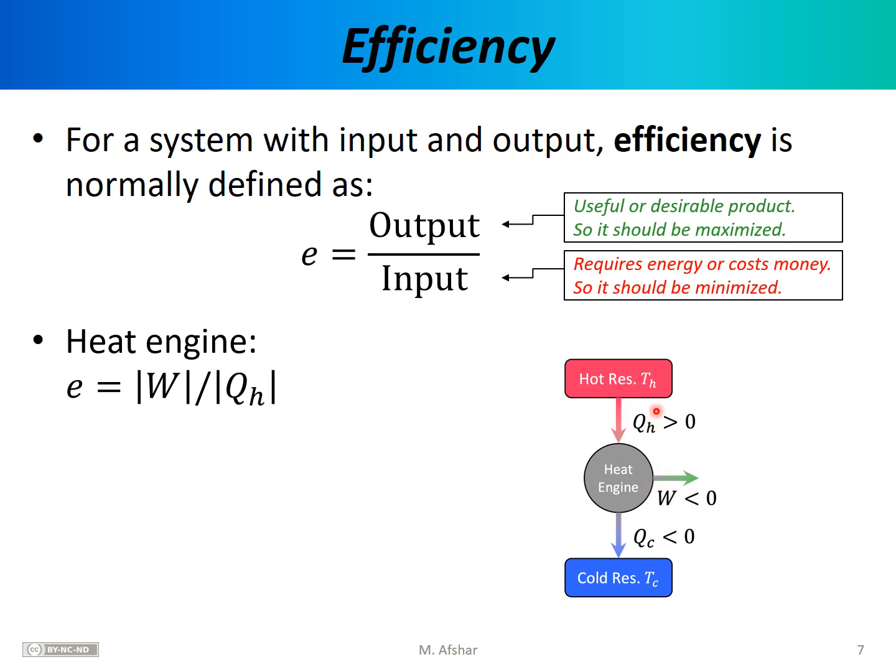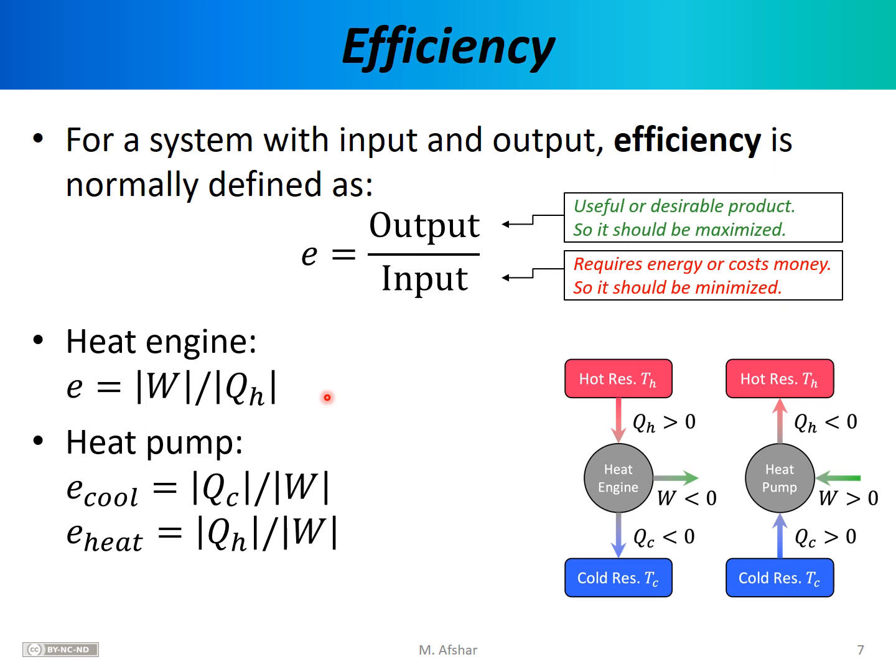Now, efficiency is always viewed as a positive number, so we ignore the fact that some of these quantities could be positive or negative. We simply put everything in absolute value signs. So the efficiency of a heat engine is the ratio of W, that's the useful output, to QH, that's the costly input. We hope to build engines that can give us a very large amount of work with a very small amount of QH.